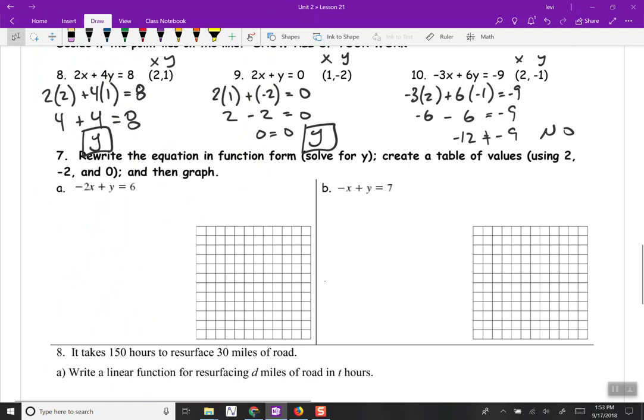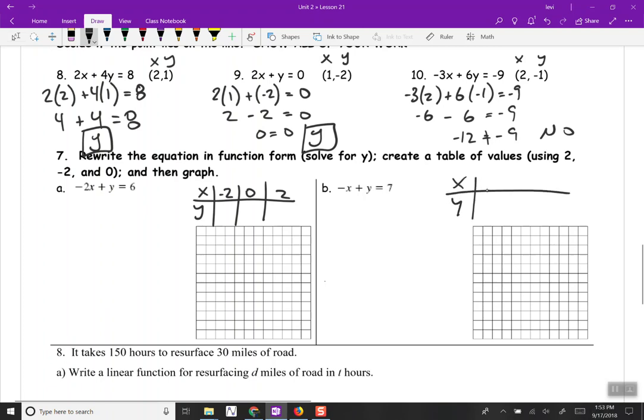Seven, rewrite the equation in function form. That means to solve for y, and create a table of values using negative 2, 0, and 2. So x and y, negative 2, 0, and 2. That's what it wants us to use. First we need to solve this for y, so we add 2x to both sides, and we get y equals 2x plus 6.